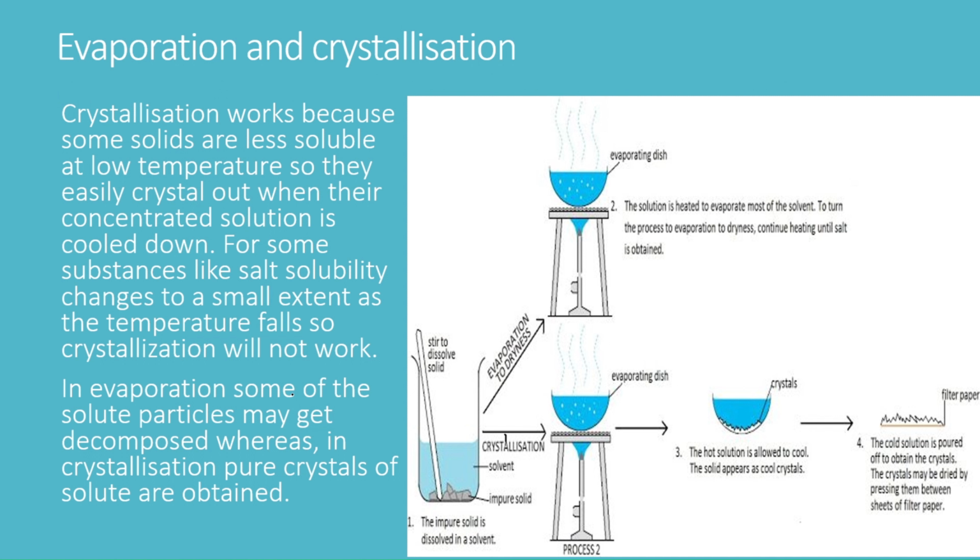In this figure, you can see that there are two ways by which a solute can be obtained from its solution. The two methods are evaporation and crystallization. So a solute can be obtained from its solution by these two methods, but we have to decide which method we have to follow. Crystallization works well for those substances that are less soluble and they crystallize out when the temperature falls and their concentrated solution is cooled down.